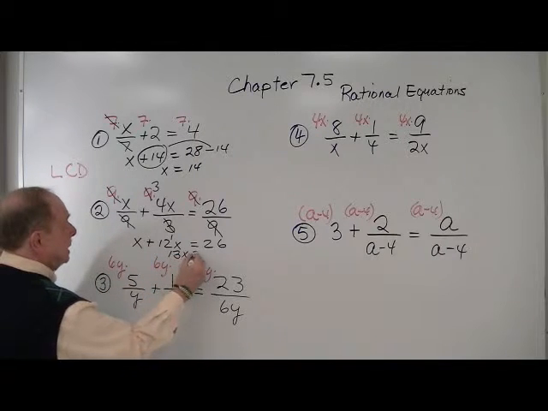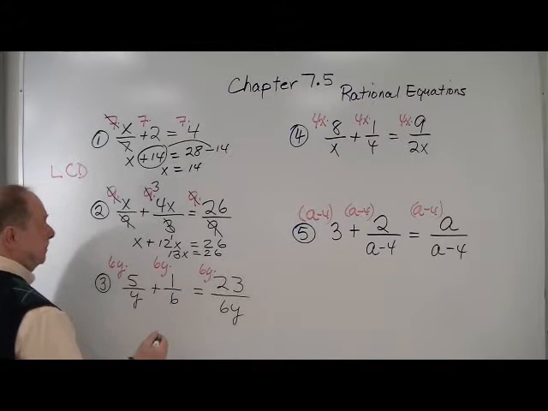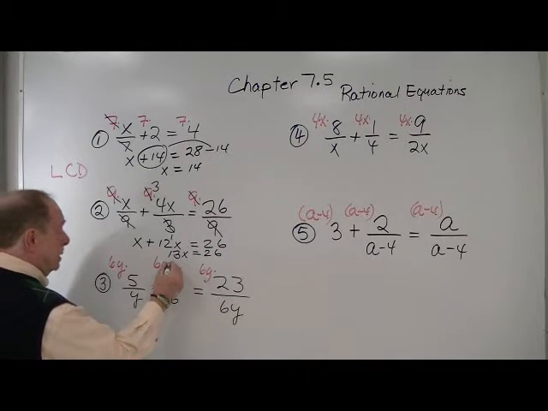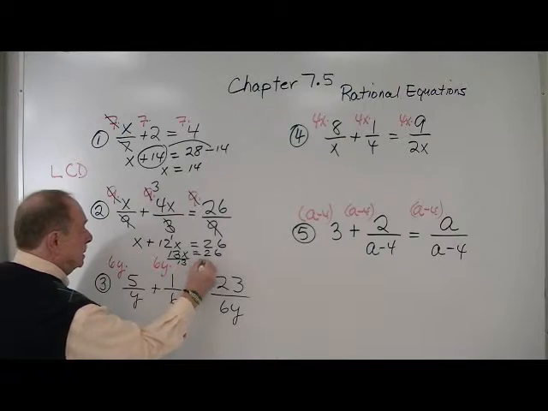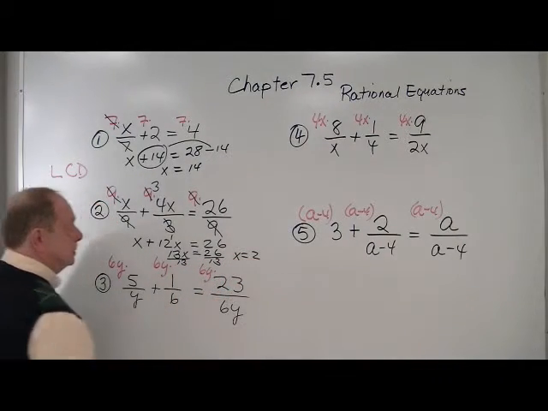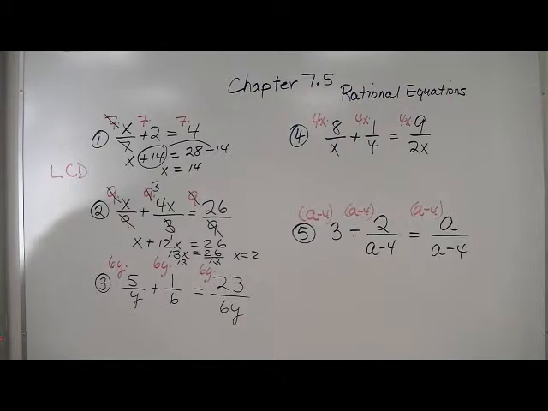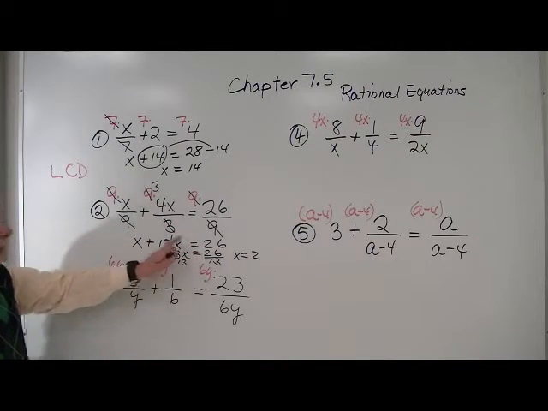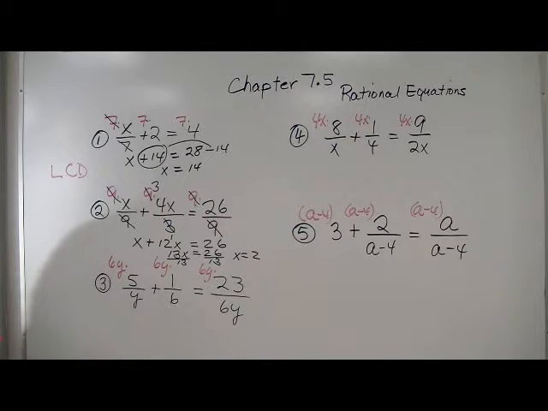Okay. Group like terms. You get 13x equals 26. And now you're going to divide by 13. I ran out of room, so x equals 2. Again, a lot easier when you get rid of the fractions.